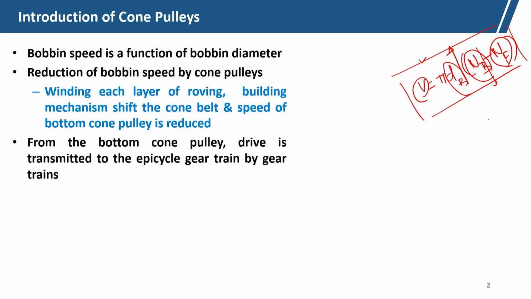So, from the bottom cone pulley, as we know, the drive is transmitted to the epicyclic gear. In the last session we have discussed that it is transmitted to the arm. It gives the drive to the arm, and from there the output of the epicyclic gear goes to the bobbin. So, it uses the speed of the epicyclic gear.